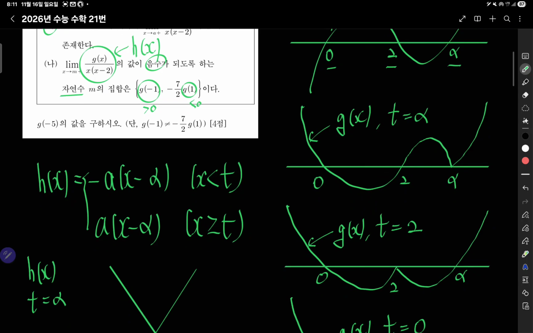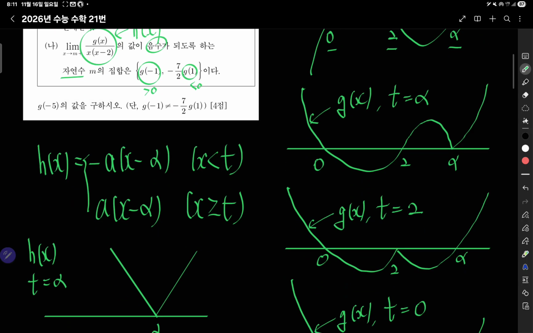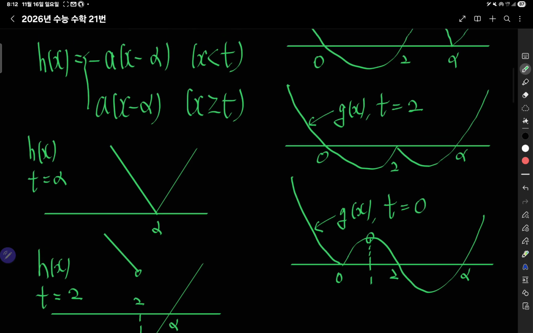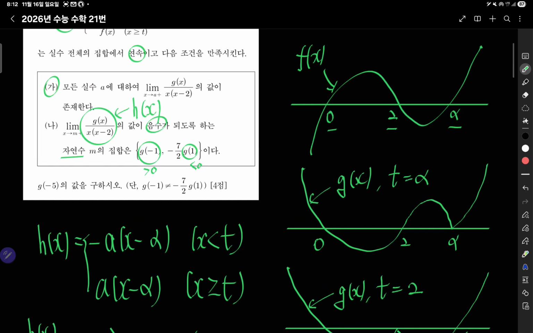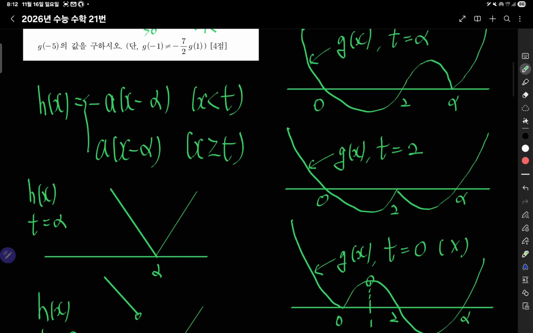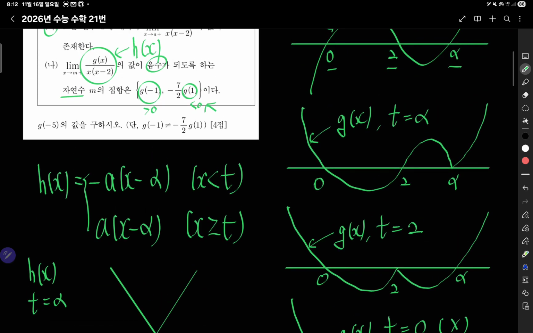So from this graph, when you think of the sign of g of minus 1 and g of 1, in the third case, g of 1 should be a positive number according to the graph, because that's against this condition. That means we can eliminate the third case. So that means t is either alpha or the number 2.